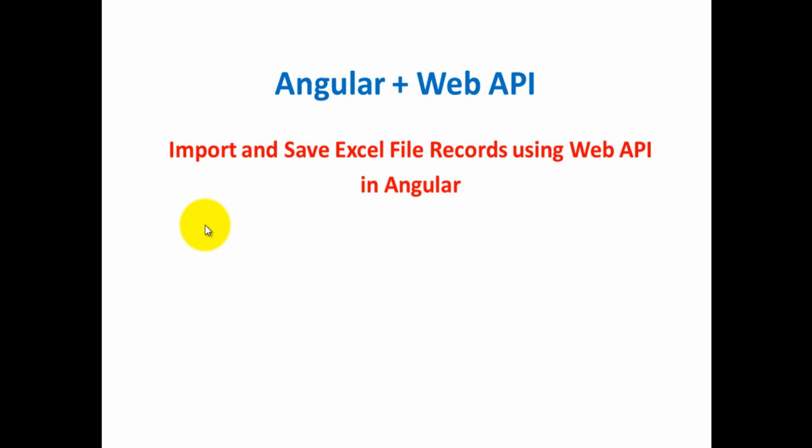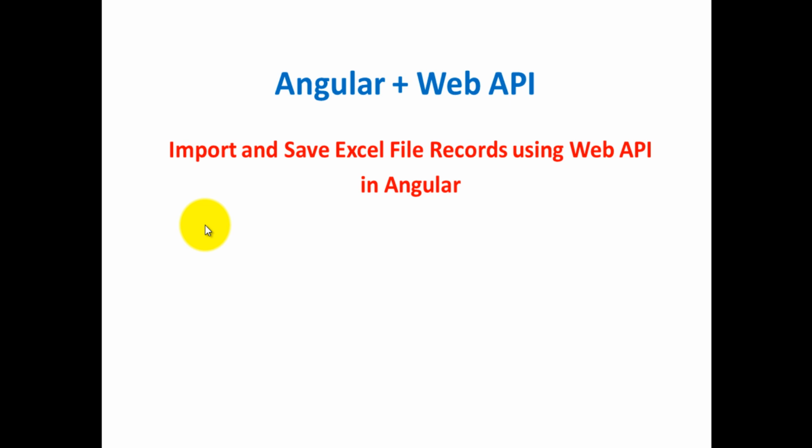In this video, I'll show you how to import and save Excel file records using Web API in Angular. So guys, the process of importing the Excel file in an Angular application using Web API with a backend of SQL Server database. After uploading the Excel file, the Excel data will be saved in the database, that is SQL Server, and then the records will be shown using the Angular UI. Here Web API is used to provide data connectivity between the database and the front-end application, which is an Angular application.